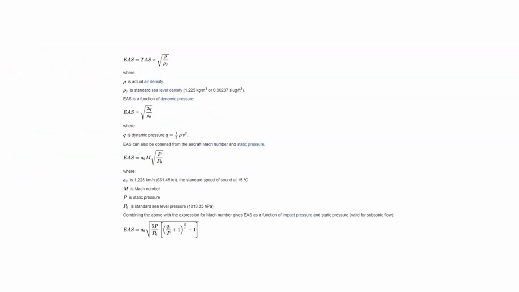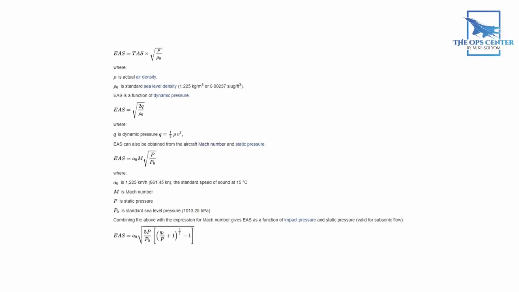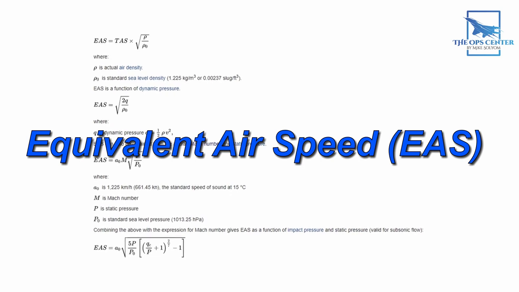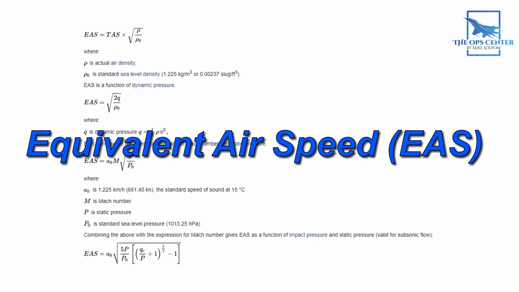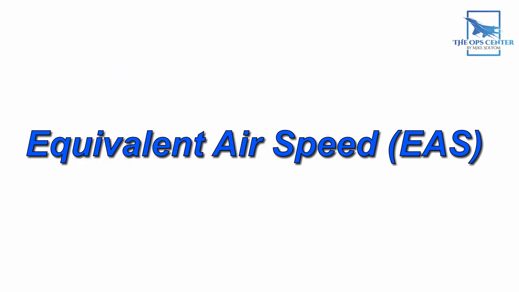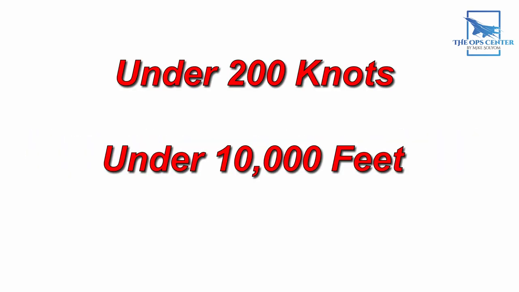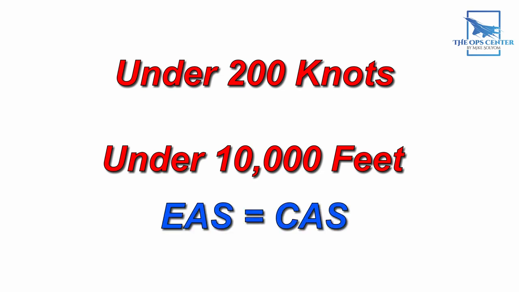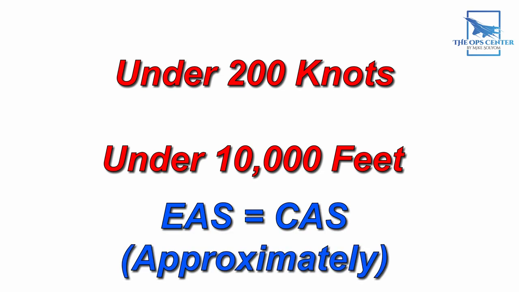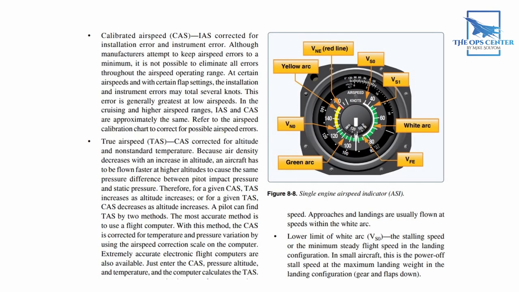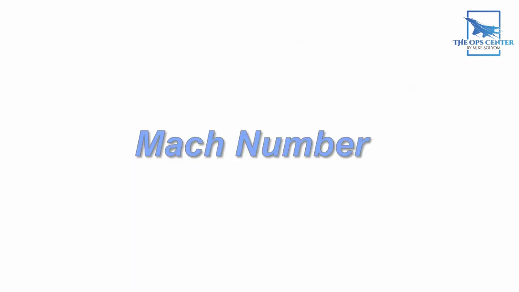There are several math formulas out there used to calculate the error, and the result is known as equivalent airspeed, or EAS. This is typically done for the pilot by a built-in computer. But as a rule of thumb, when flying below 200 knots and 10,000 feet, then there's no significant difference between equivalent and calibrated airspeed. One thing to keep in mind here is that depending on who you ask, true airspeed may or may not include EAS. But there is one airspeed that always includes it, and that's the Mach number.